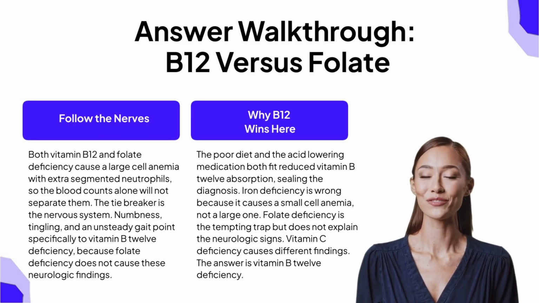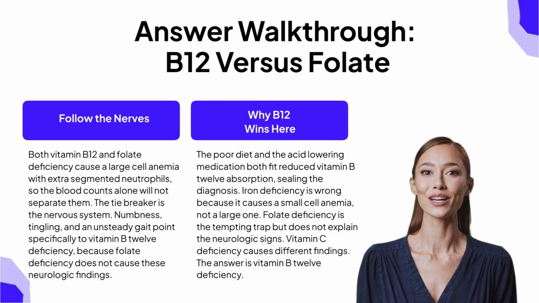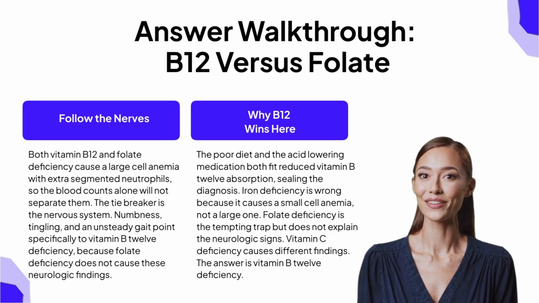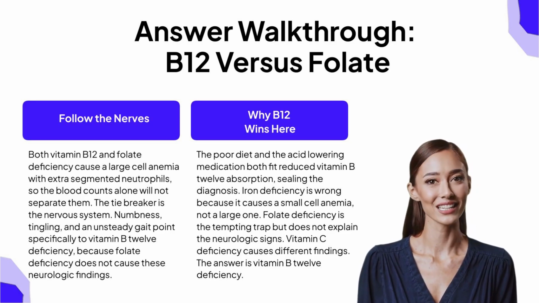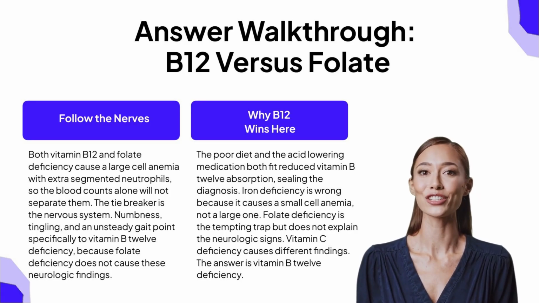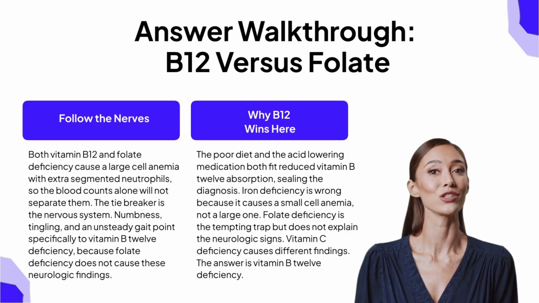First, follow the nerves. Both vitamin B12 and folate deficiency produce a large cell anemia with extra segmented neutrophils, so the blood counts by themselves cannot separate them. The tiebreaker is the nervous system. Numbness, tingling, and an unsteady gait point specifically to vitamin B12 deficiency, because folate deficiency does not cause these neurologic findings. Now, why does vitamin B12 win here?